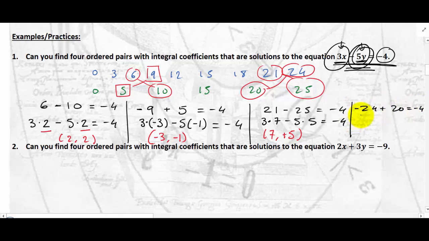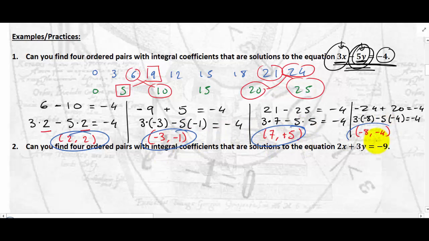So negative 24 is 3 times negative 8, and 20 is minus 5 times negative 4, and this is going to be negative 4, and so the point is negative 8, negative 4. Okay? So this is a method that allows you to find very nice points with integer coordinates.